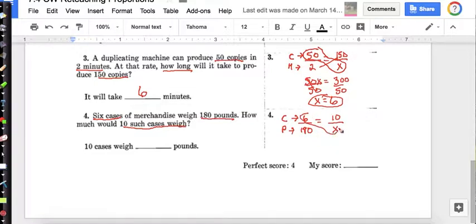So 6 times X is 6X. I'm just going to move over here where I have more room. 180 times 10 is 1,800. The opposite of multiplication is division. So I'm going to divide both sides by 6. 6 divided by 6 is a 1 in disguise. So X will equal 300. So 10 cases weighs 300 pounds.